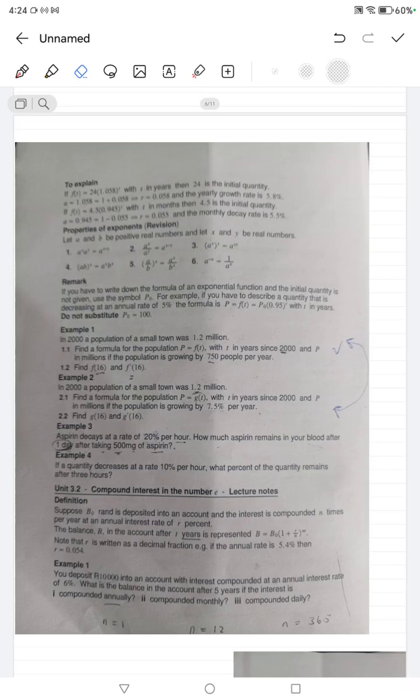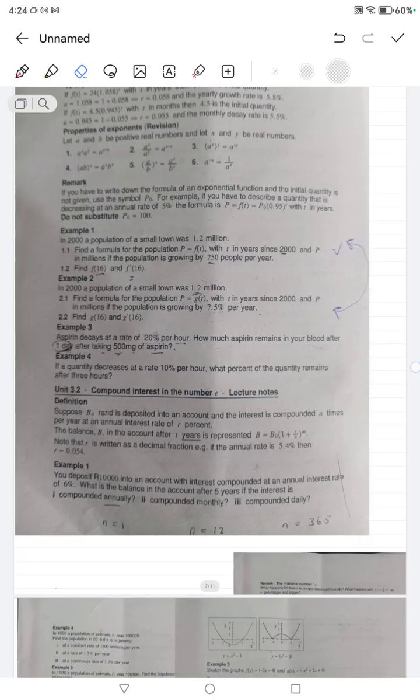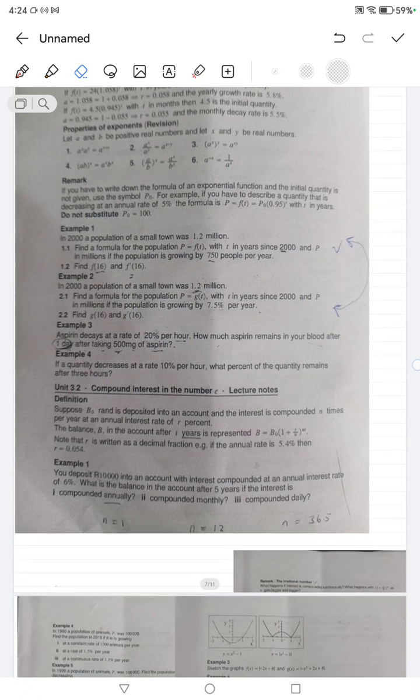Then let's see. Okay, you have example 2. Since we've done one example, this one I'll just quickly write. We have 2.1. Find a formula for the population P with t in years since 2000 and P in millions if the population is growing by 7.5%. 2.2, find your G of 16.